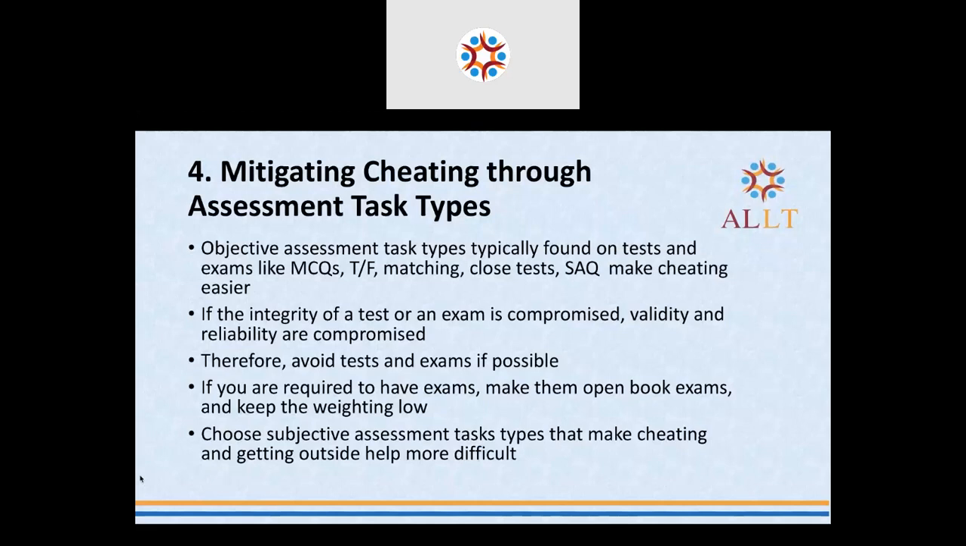Okay, so what can we do to mitigate cheating when we're doing assessment? And this is the key part of the presentation, really. Now, objective assessment task types typically found on tests, such as multiple choice questions, true/false, matching, closed test, short answer questions. These are objective assessment task types where there is one answer and it's either right or wrong, and it's objective, and a computer can mark that right or wrong. There's no human evaluation in that.